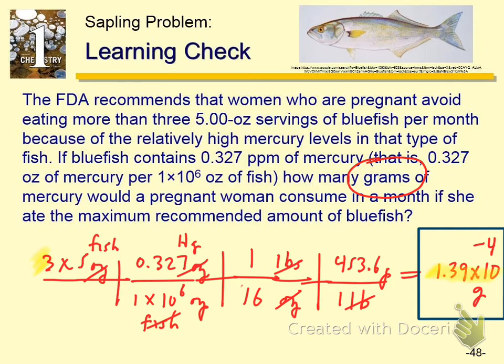we use terms like parts per million, parts per billion to talk about mercury. Mercury is a pollutant, so a lot of times we describe low levels of things in terms of parts per million. Okay? Did everybody get that?